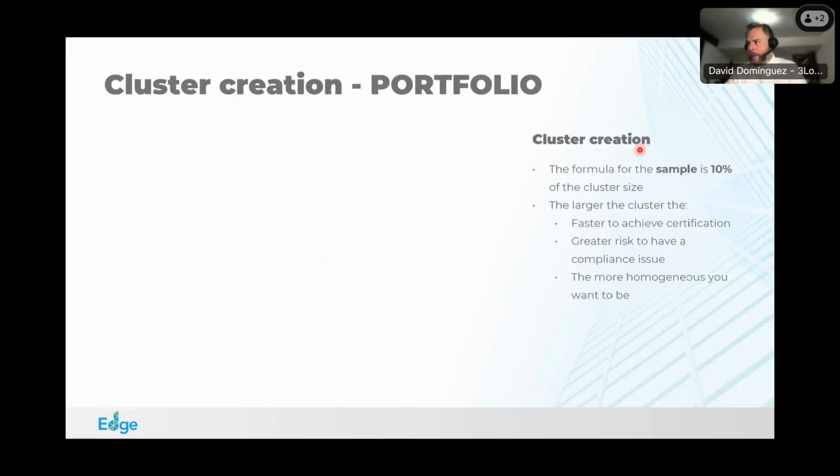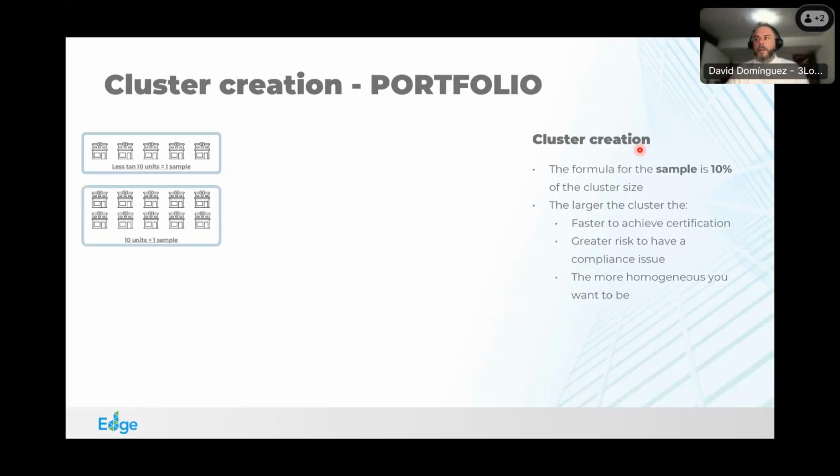How you create the cluster, especially how you identify how many buildings are going to be your sample, because the sample is not always going to be one single building. The formula for the sample is 10% of the cluster size. That basically means if your cluster is 10 units or 10 buildings or less, you need 1 sample. You need 1 building to be your sample. So 10 units or less is always going to have 1 building sampled.